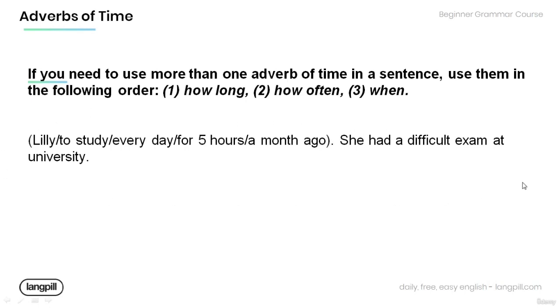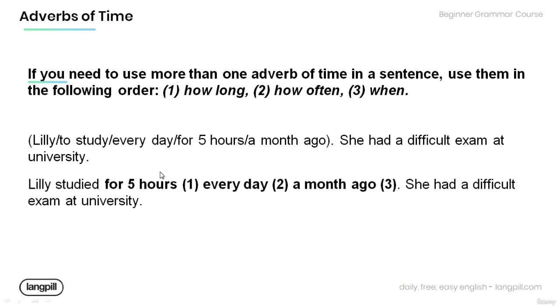Now read the following sentences and create a sentence using the following words in the bracket. Lily to study every day for 5 hours a month ago. She had a difficult exam at university. Lily studied for 5 hours every day a month ago. She had a difficult exam at university.